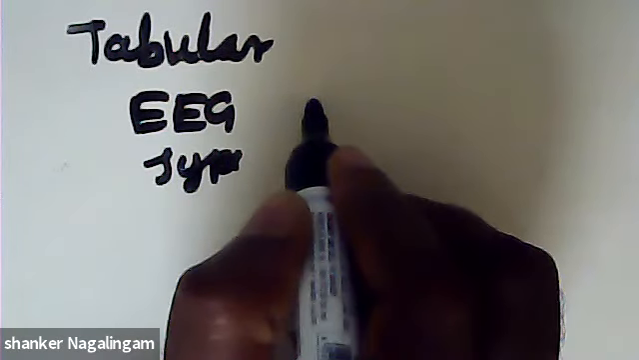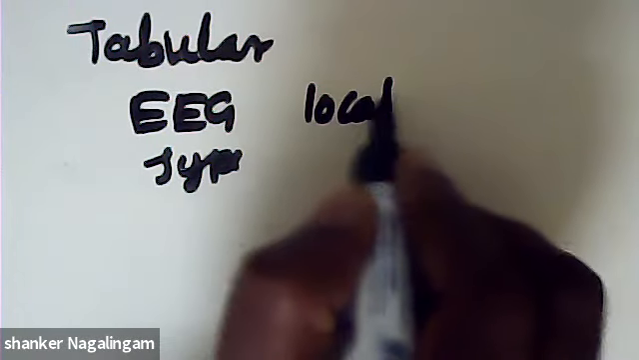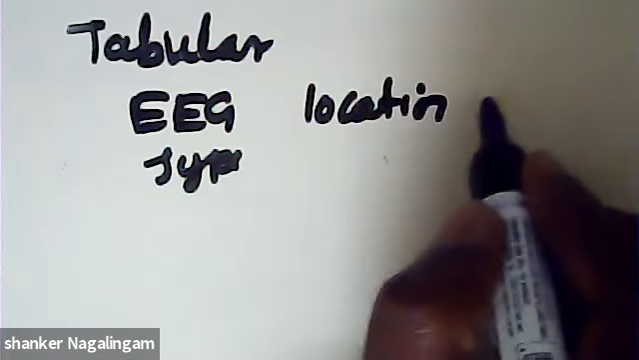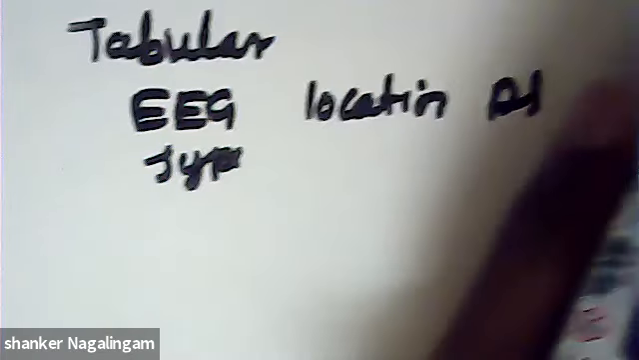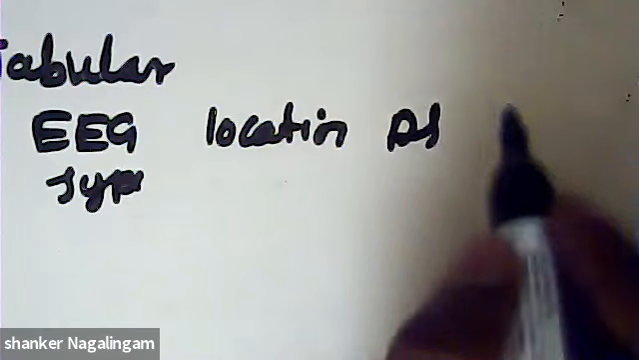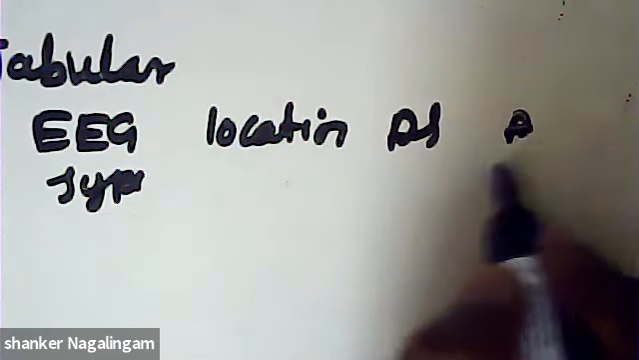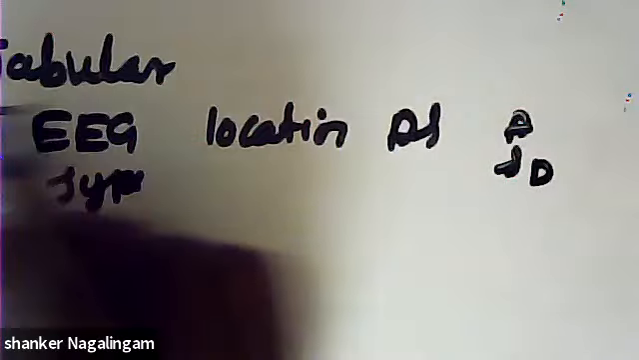Now I can make it as a tabular column, with EEG sensors. I can say what the sensor type is and what the location is, and I can make a tabular column like this, and what algorithm they have used. And a very important thing is that you can put your advantages and disadvantages.